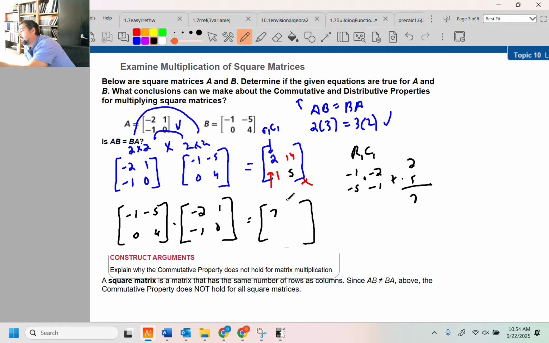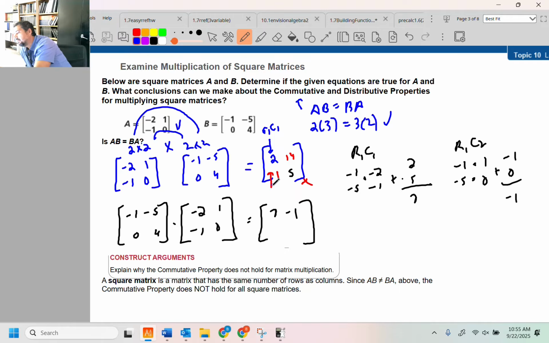Now I'm going after row 1, column 2. Row 1 is still -1, -5. Column 2 is now 1, 0. Remember, we multiply across and we add down. It's actually what we call, in other things, the dot product, so to speak. -1 times 1 is -1. -5 times 0 is 0. We add down, we get -1.